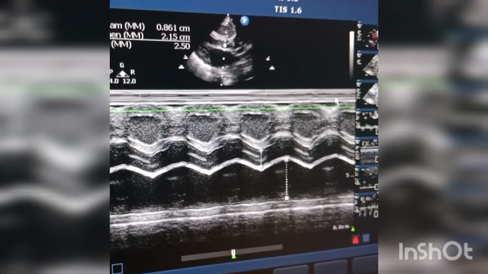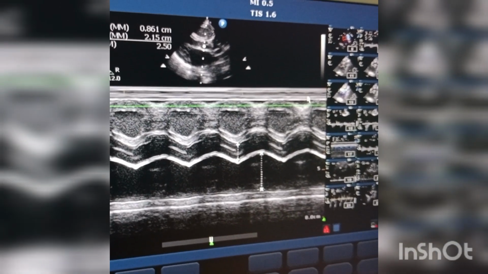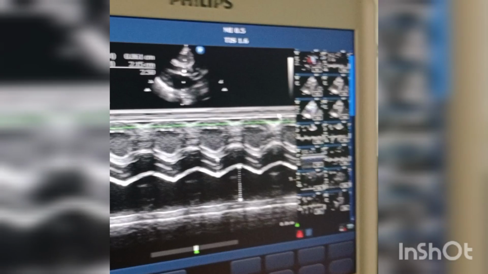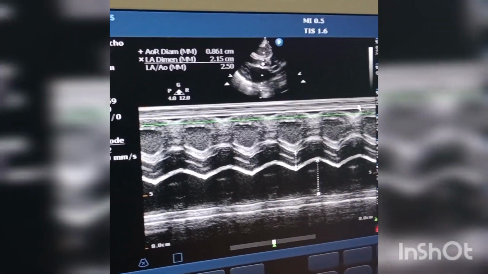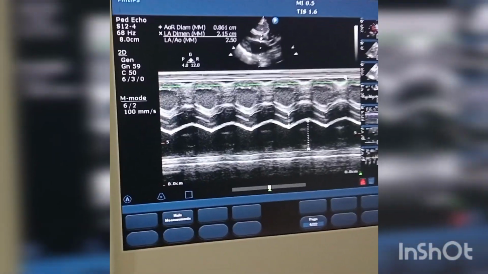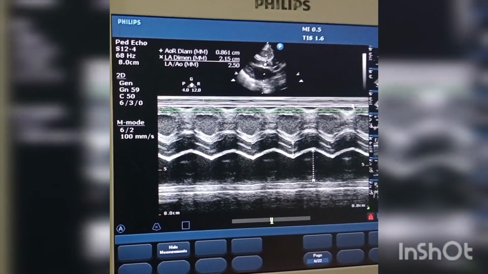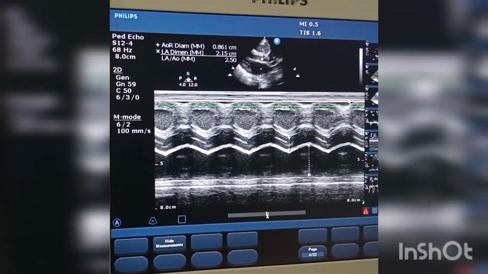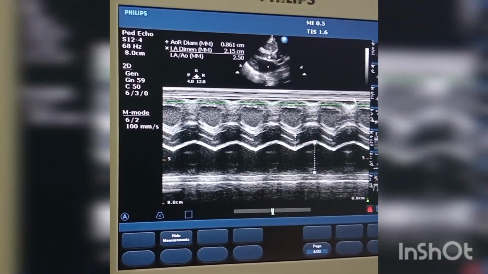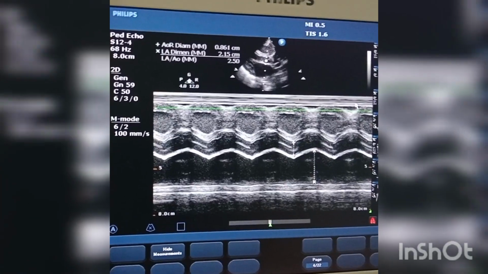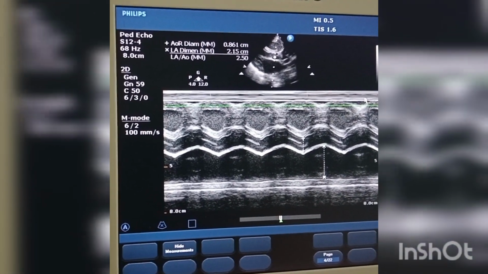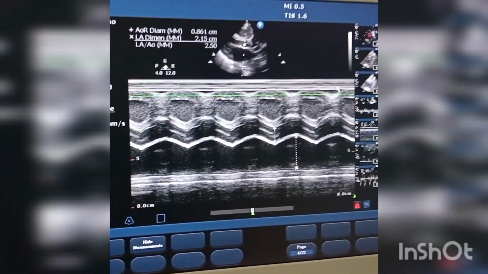With this aortic radius and the velocity time integral, we can calculate the left ventricular output by using the formula pi r squared divided by 4 times VTI times heart rate, and we got around 1060 ml per minute. And if I divide that by the weight of the baby, which is 4, it comes around 320 ml per kilo per minute.